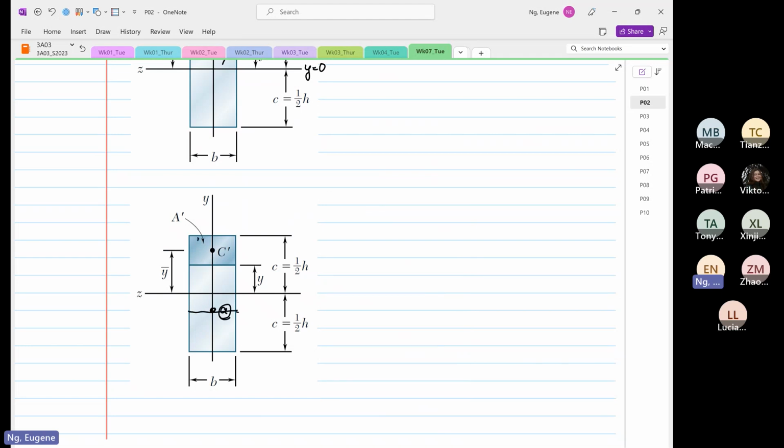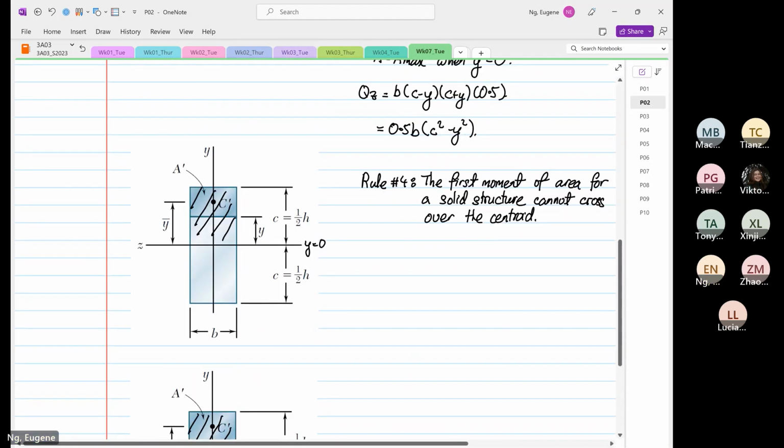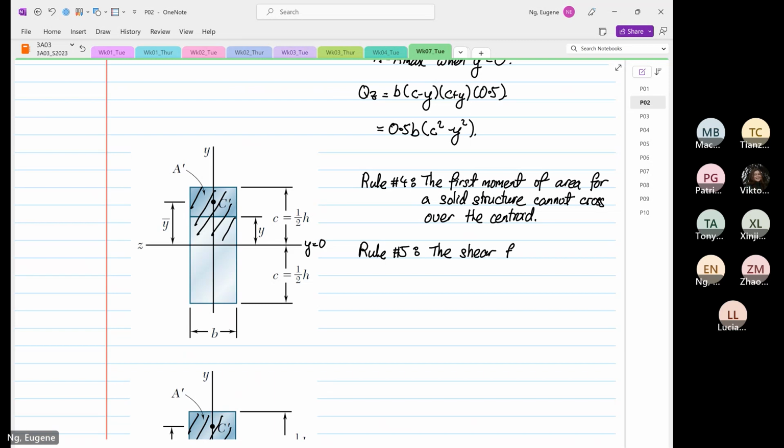You cannot take your first moment of area to cross the centroid. So this is wrong. It cannot cross the centroid. And then for now, rule number 5 is that Q, or the shear flow, can only flow in one direction.